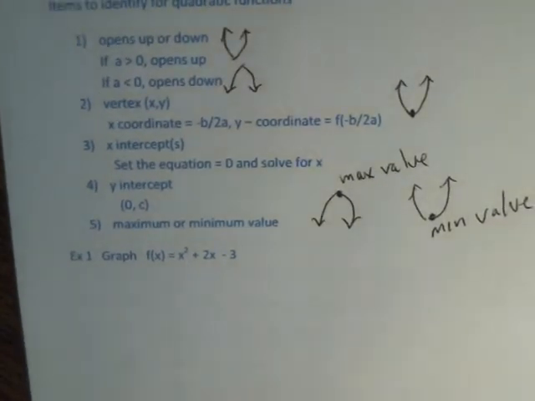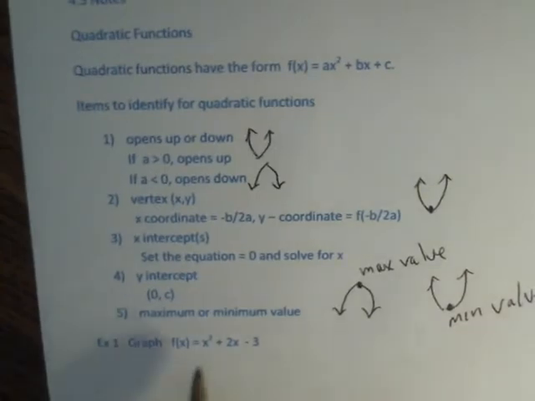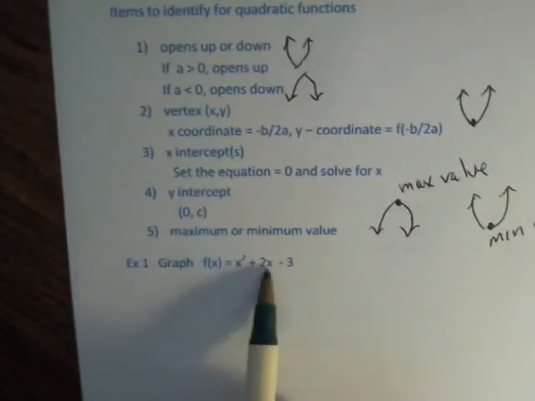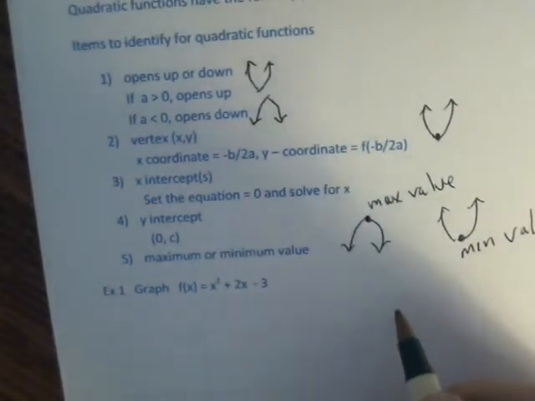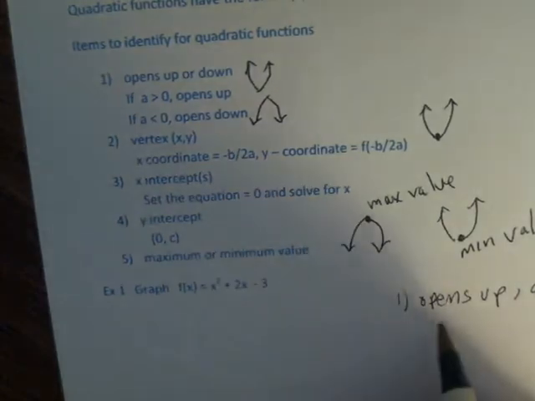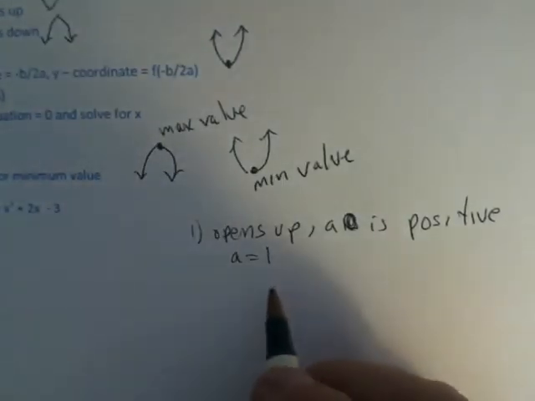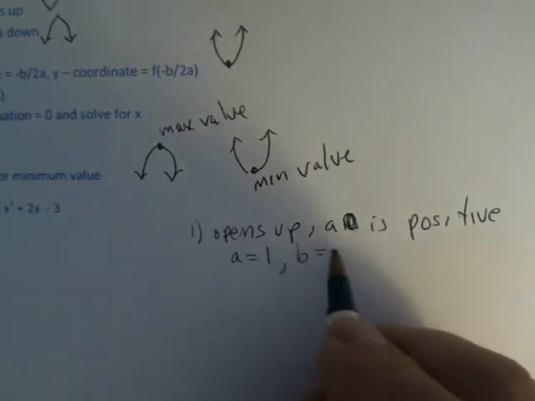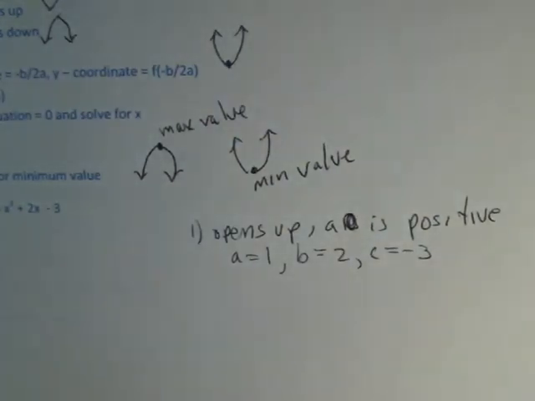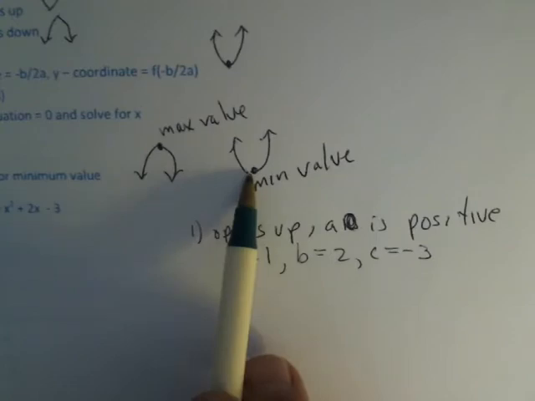Okay, so let's move on and look at graphing and identifying these items we're talking about. If I look at this equation right here, x squared plus 2x minus 3, this is the quadratic function itself. First, I want to know, does it open up or down? What I know is, first thing, it opens up. A is positive, because A, in this case, is 1. We also know that B is 2 and C is negative 3. So I know it opens up. Looking at my two sketches up here, we know therefore it's going to have a minimum value.